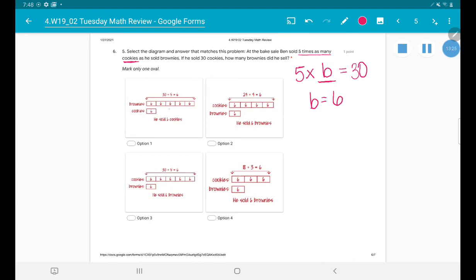If I look at option 1, I know that it's not correct because it says he sold 6 cookies. But the story problem tells us he sold 30 cookies. So that one's not correct.